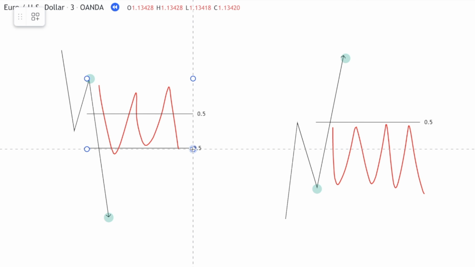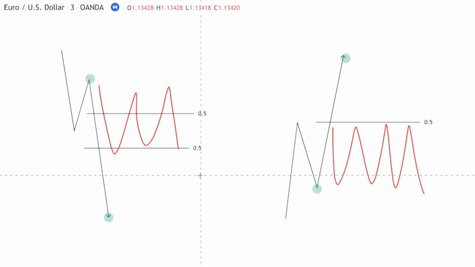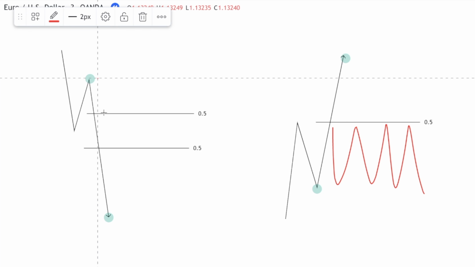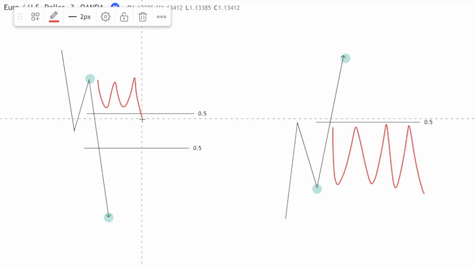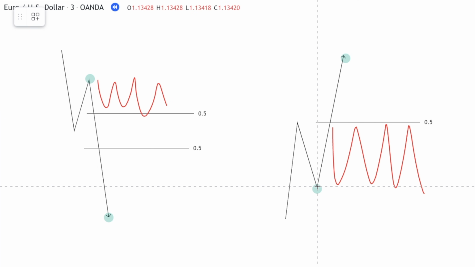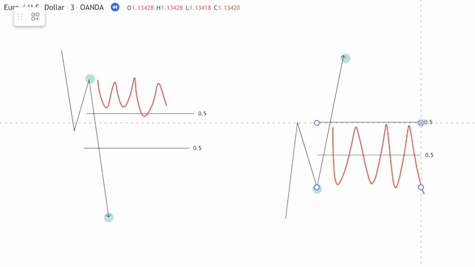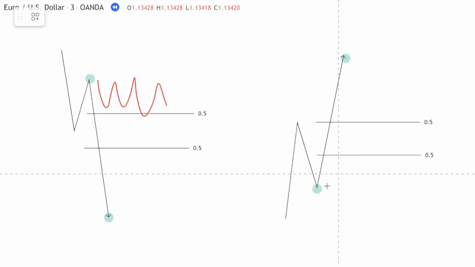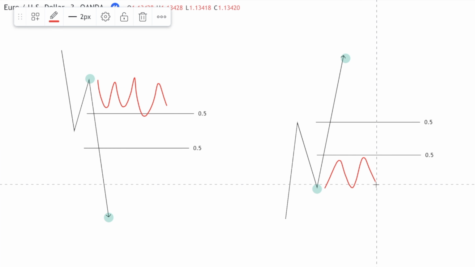Now what if we find the 50% of the premium? Essentially we're now working with this little bit of price in here. And the same here: if we find the 50% of the discount, we're basically working with this little bit of price in here.